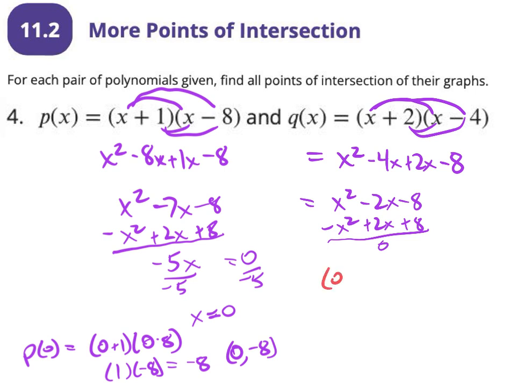So Q, I get 0 plus 2 and 0 minus 4, which gives me 2 times negative 4, which is negative 8. So 0 comma negative 8 is the same point, which means 0 comma negative 8 is my point of intersection. And you can always check these by graphing them on the calculator.